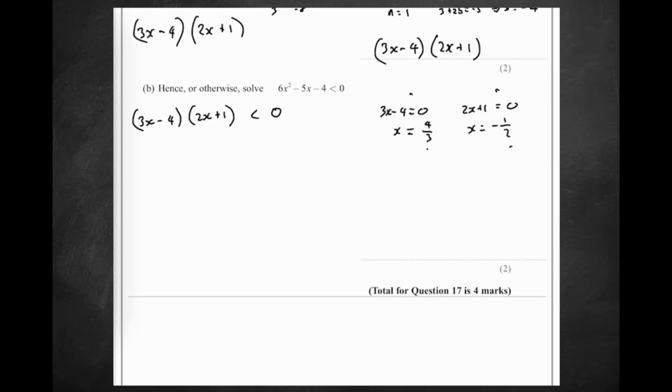So we need x to be greater than minus a half, as soon as it's minus a half, it's 0. And we need it to be less than 4/3, as soon as it's 4/3, it's 0. These are our critical values. Therefore, this is our answer. All the values that fall between 4/3 and minus a half. You can always draw the graph to give you a better understanding. As it does say, hence or otherwise, you can solve it using a graph if you find that easier.